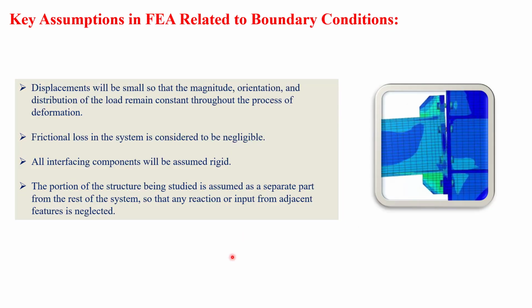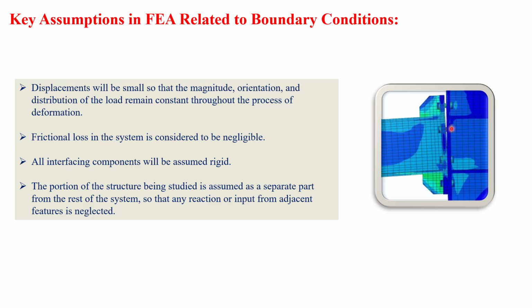Now we have some assumptions related to boundary conditions. You could see we have the nuts and bolts here. This is the boundary where we have considered to connect these two components. So let's see what there is. The displacements will be small so that the magnitude, orientation, and distribution of the load remain constant throughout the process of the deformation. This is what they are telling. So it shouldn't displace more. Frictional loss in the system is considered to be neglected.